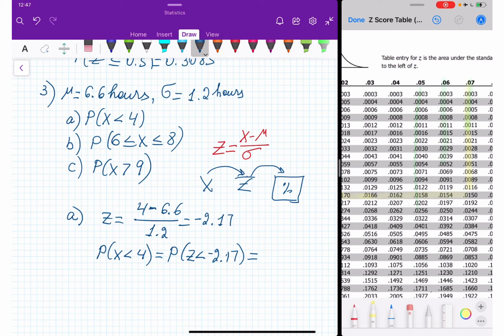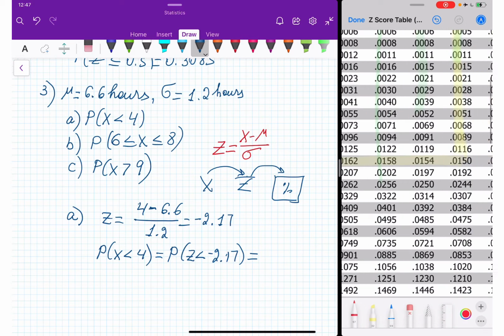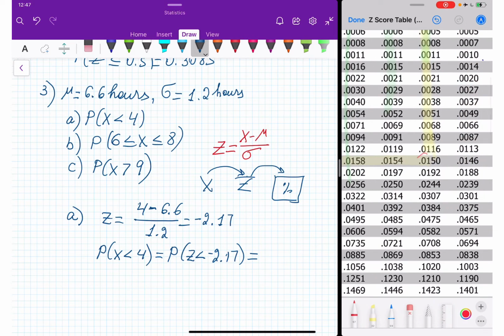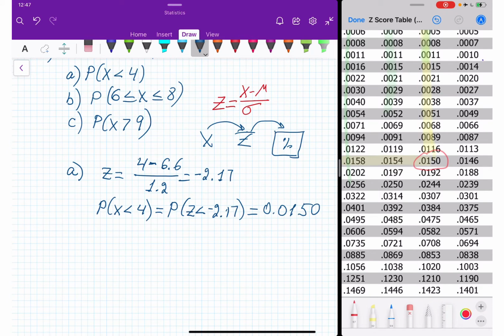And it's coming all the way to here, which is going to be 0.0150. So that is going to be our answer, which means that's going to be 0.015. That's 1.15%, right? Okay. Next, B.